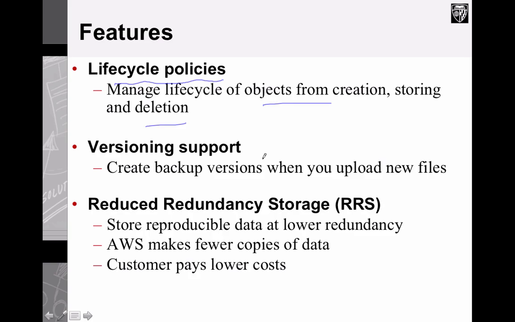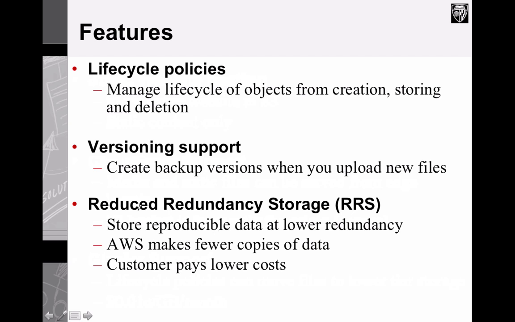You say, for these kinds of files, I want the files to be deleted, let's say after 1 year, and those files will be deleted from the S3 bucket. The next feature we want to highlight is the versioning support. So every time you upload a file, by default, the existing file will be overwritten. If you want to avoid that, if you want to save the previous versions, you can enable versioning support so that the previous versions are saved in addition to the new files that you're uploading. So you can have as many backup copies of the files as you like.